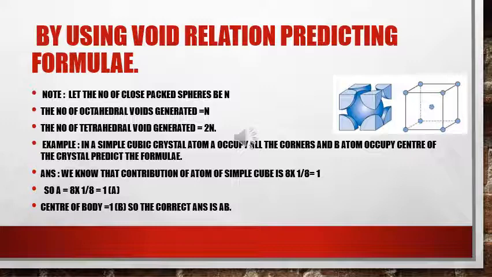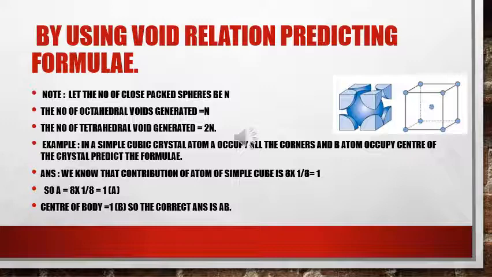So imagine the atoms A are in the corners. Instead of the dot in the corner, you imagine A. And in the center, it is represented as B. Now, they are asking what could be the formula of the crystal. We know the contribution of atoms in the simple cube. Let us take the corner A. How many atoms are in the corner? 8. So, 8 into 1 by 8. 8 and 8 will get cancelled, which is equal to 1. That is for A. A is equal to 1.